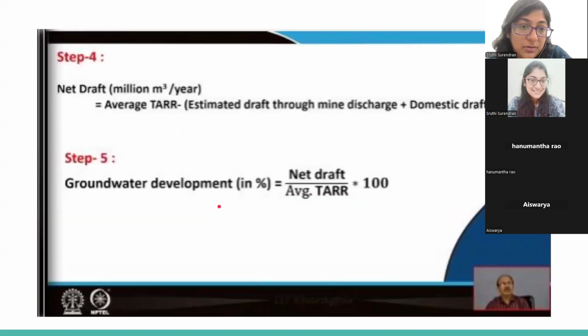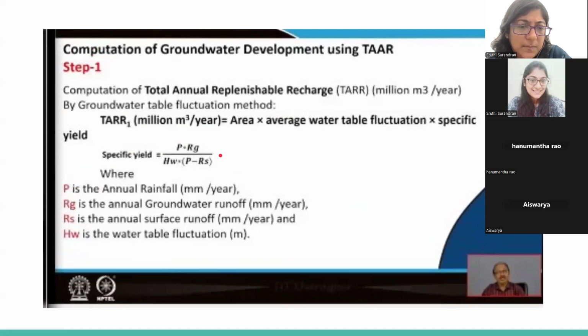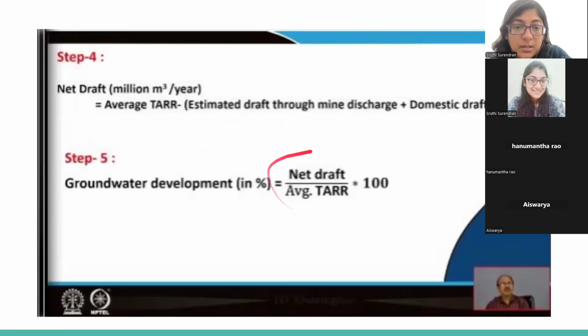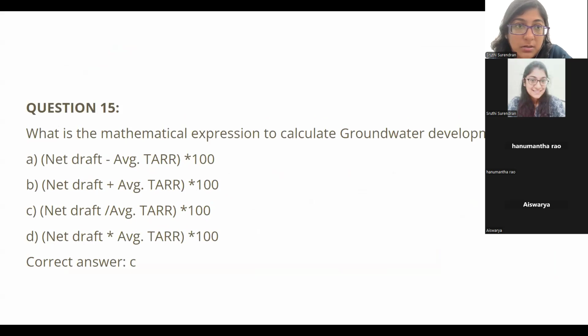I don't think there'll be big problems involving all of these steps. Even if it comes, I think it is not very complicated. It's just that there are a lot of steps involved and this equation seems a bit tedious to remember. But otherwise it's kind of okay. But again, give a little focus on this equation, net draft, how you get the net draft, how you get the average TARR, and what this groundwater development percentage is. So here option C is the correct answer, like a few of you said. Net draft by average TARR into 100.